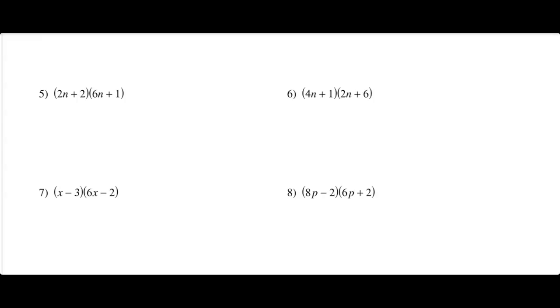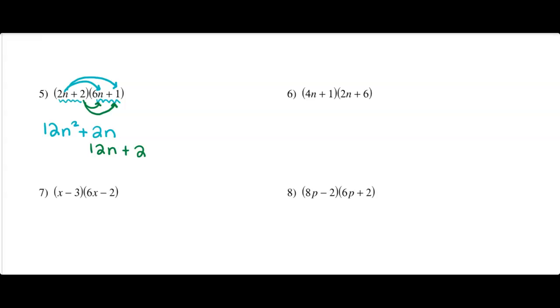What changes is when we have a binomial times a binomial. So a two-termed polynomial times a two-termed polynomial. You can do this in one of two ways. The first way is that you can just double distribute. So you're going to distribute the 2n to the 6n and the 2n to the 1. So that will give us 12n squared plus 2n. And then we're going to do the 2 times the 6n and the 2 times the 1, which would then give us 12n plus 2.